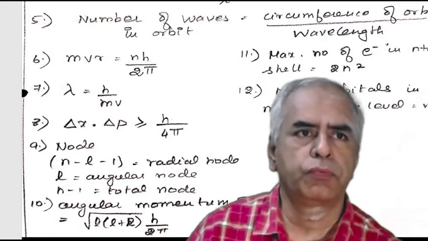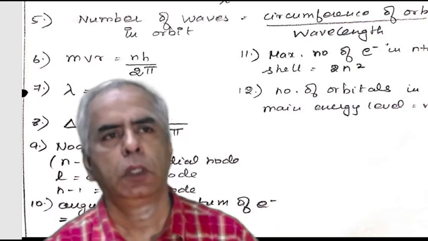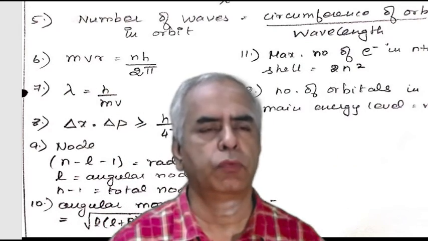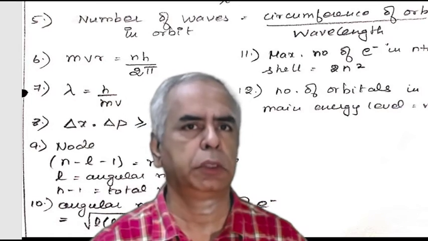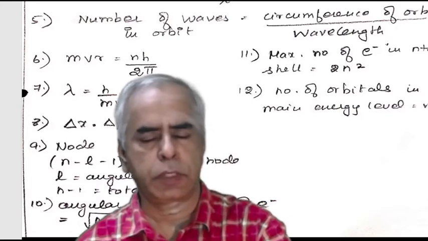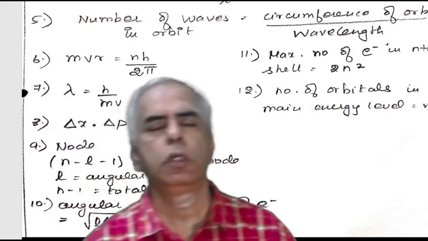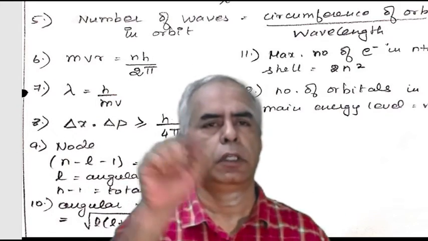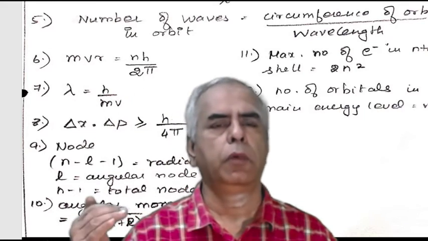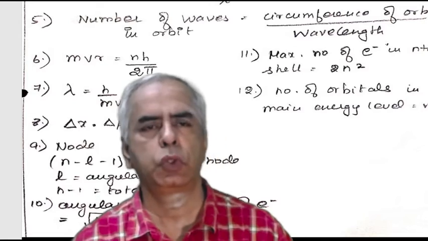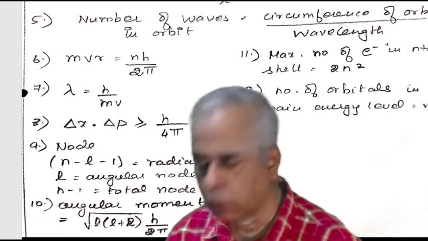Then the number of waves in an orbit. This is also another important formula you have to remember when you go through Bohr's equation. So the number of waves in an orbit is equal to the circumference of the orbit divided by wavelength. So this is one of the very important intermediate equations used in Bohr's hydrogen model.